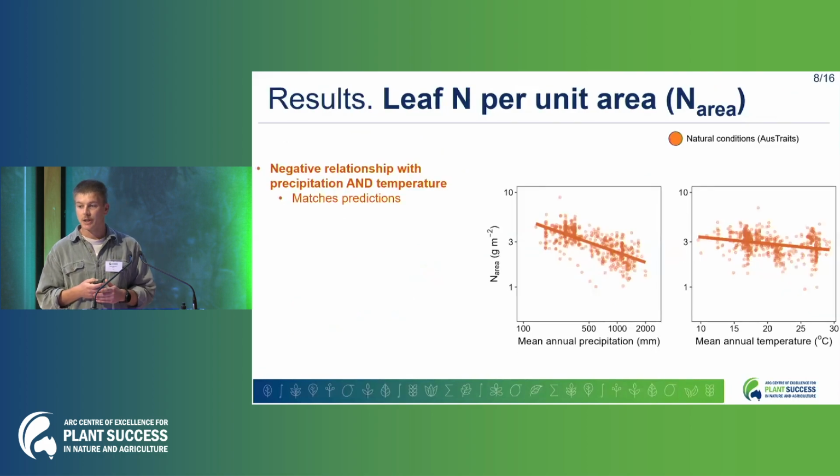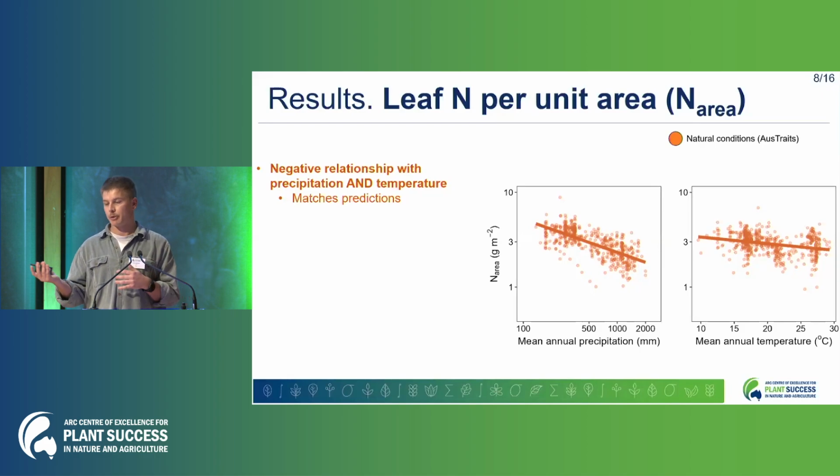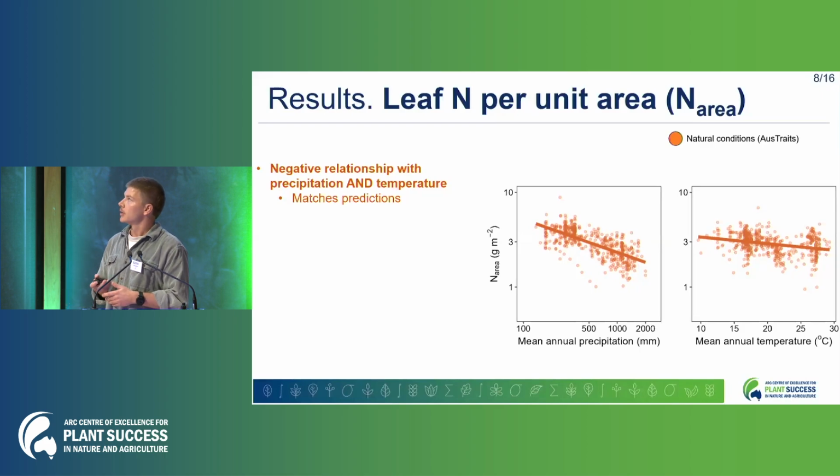And this was supported in natural conditions, so you can see a negative relationship here in the Australian data with both precipitation and temperature. All the figures I'm going to show today are partial residual plots, from a multiple regression with both temperature and precipitation as predictors, and they just illustrate the relationship between the trait and either temperature or precipitation when the other predictors are held constant. So you can see definitely there are negative relationships, but there's a stronger relationship with precipitation.